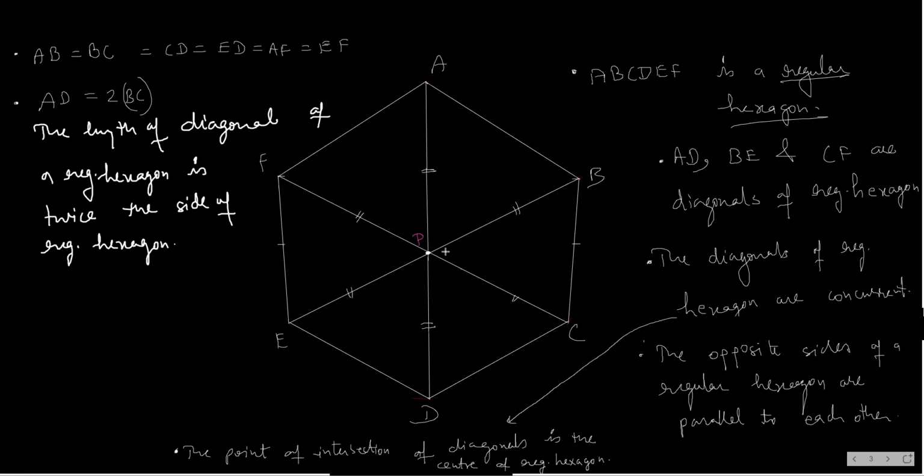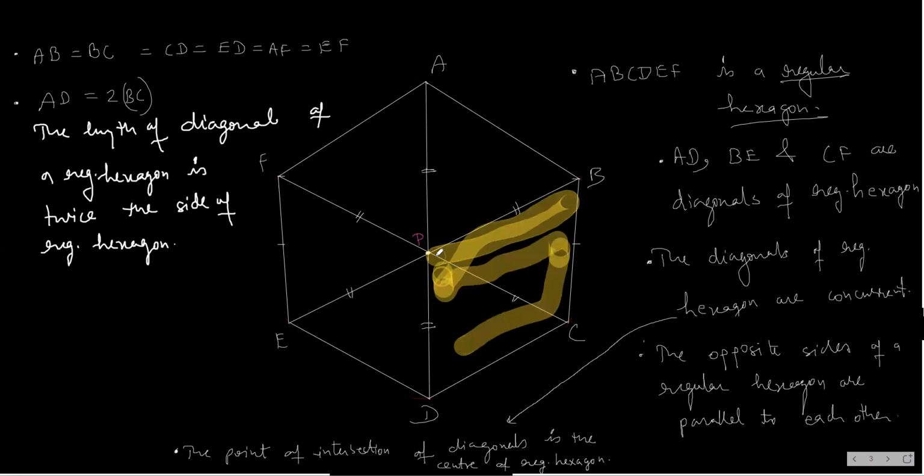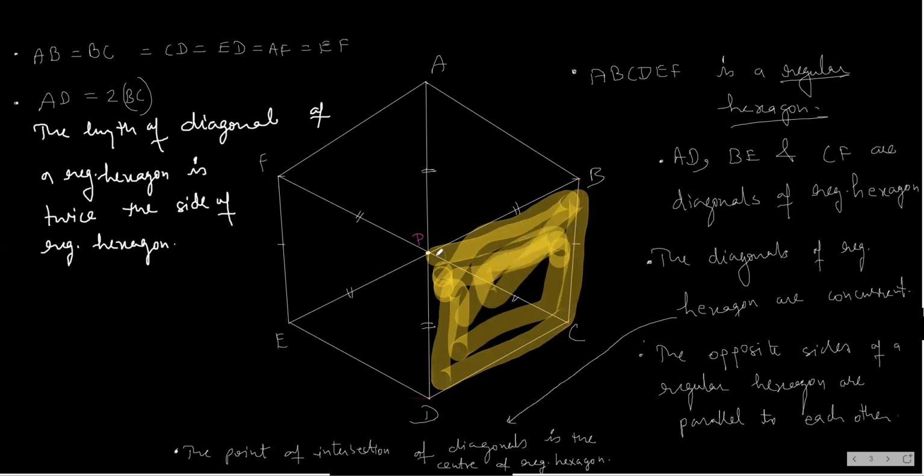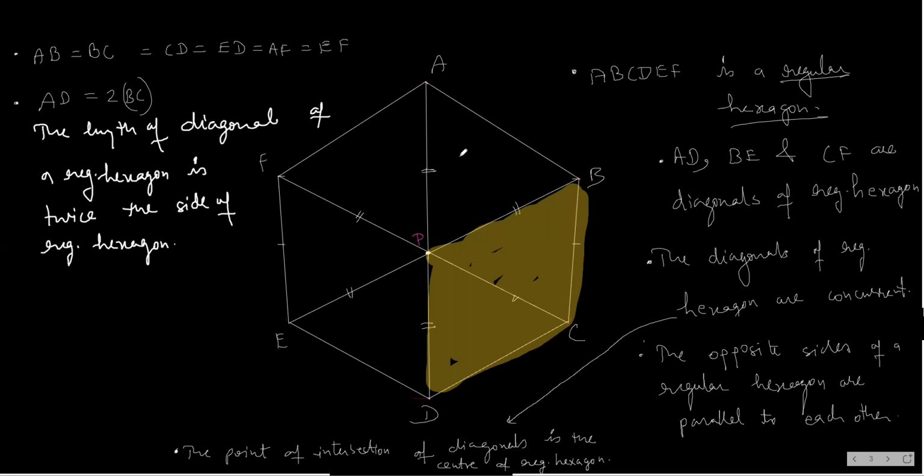So that will make these quadrilaterals rhombuses. See this, this is one rhombus you have here. Check this. This is one of the rhombuses. Then you have another rhombus here. See, this is another rhombus.